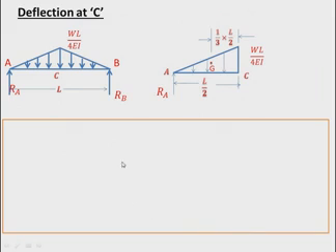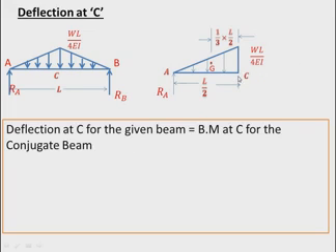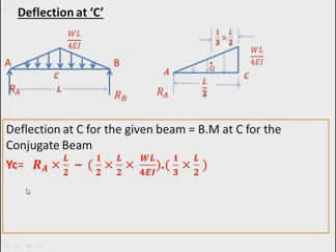Now we need to calculate the deflection at the center, say here at C. I have drawn this AC part, which has the reaction RA and length L by 2. If you want to calculate the deflection at C, the deflection at C for the given beam is equal to the bending moment at C for this conjugate beam. So how do you calculate the bending moment at C now? This is the bending moment expression for the conjugate beam.